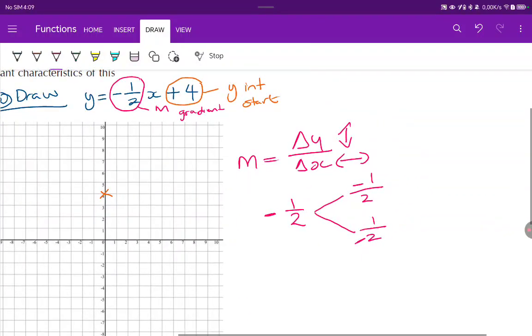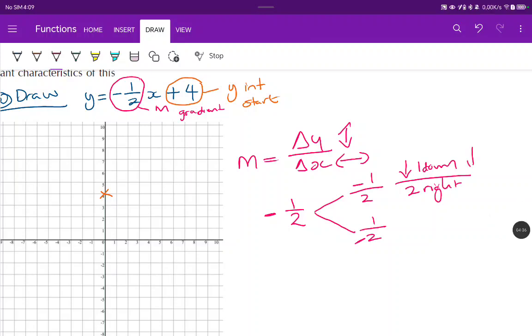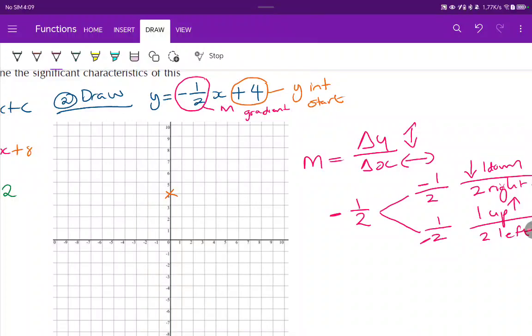Does it matter? Let's have a look. If it's negative 1, it means I'm going 1 down, and then I'm going 2 to the right. So 1 down and 2 to the right. That's what the top fraction means. The bottom fraction will be 1 up and 2 to the left. Okay, so I'm going to do both of them. Let's do the first one. If I start at 4, I start at 4 because that's my starting point.